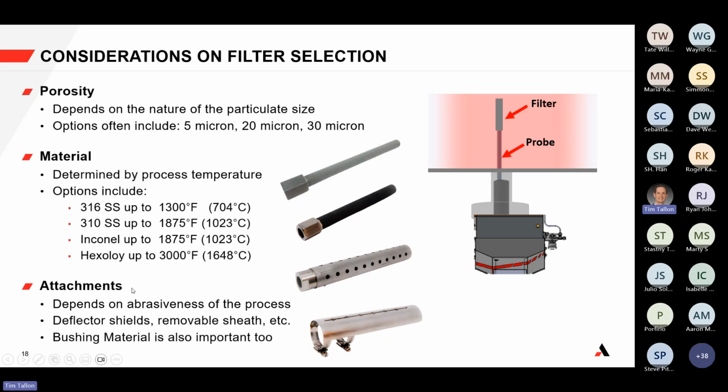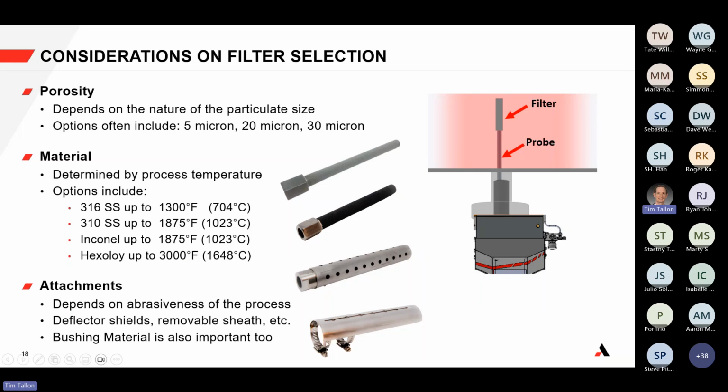Based off the nature of the process, we can understand, does it need a deflector shield? Does it need a removable sheath? Does it need a perforated sheath? Does it need something to be attached to it to protect it? Like we even have armored shields too for really harsh environments. All of these things in mind, they protect the filter, but also ensure that there's enough sample flowing to the filter for making the measurement in the analyzer.